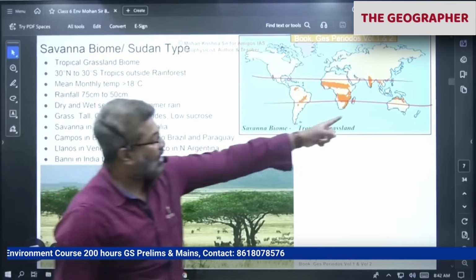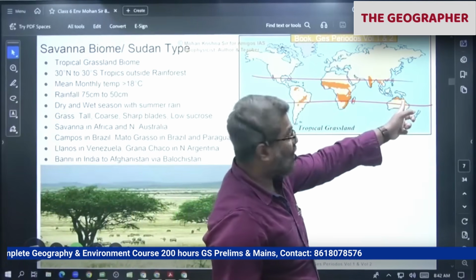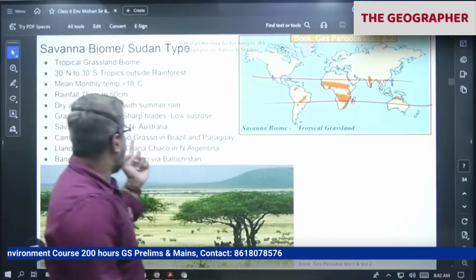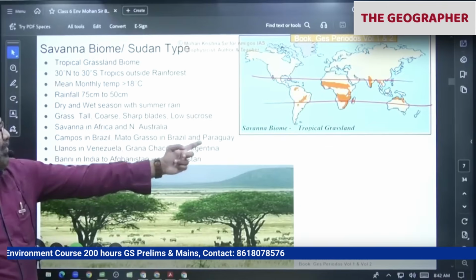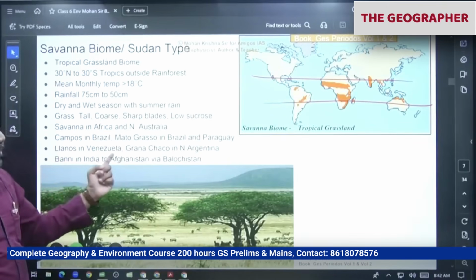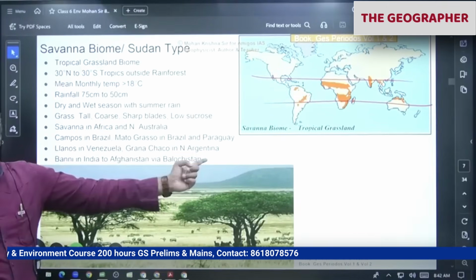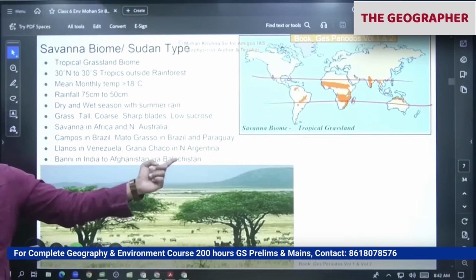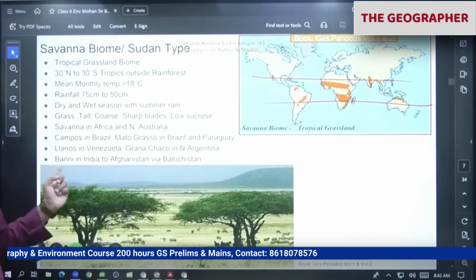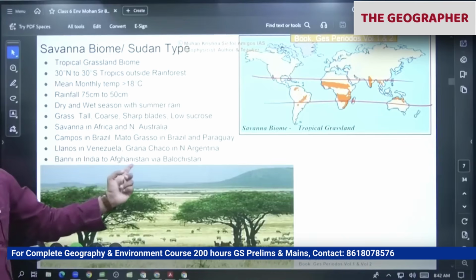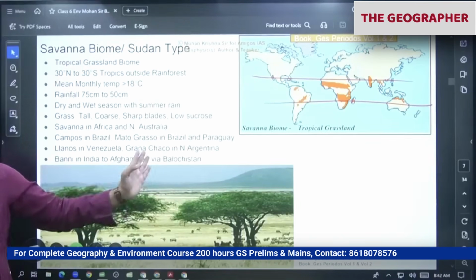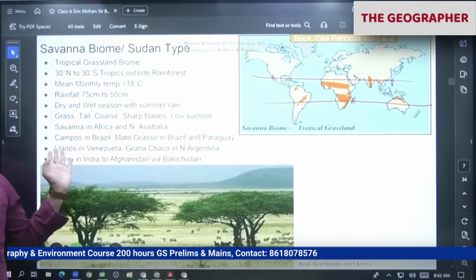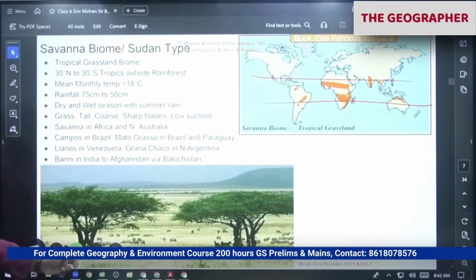North Australia also a little bit. North Australia, Africa. Then Campos in Brazil. Mato Grosso in Brazil, Paraguay. Llanos in Venezuela. Gran Chaco in northern Argentina. Different things, already I have given in the notes. I am also writing that here. Bunny grassland in India to Afghanistan, even Balochistan also. We have this grassland. Bunny grassland. Okay, so this is all. See how it looks.